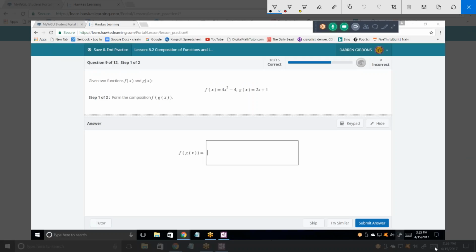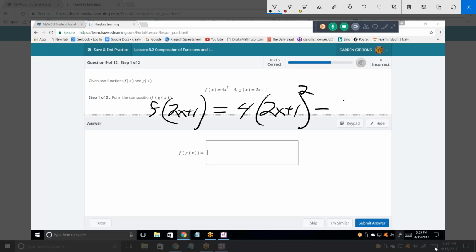So it's that parentheses 2x plus 1. Very good. And that equals 4 parentheses 2x plus 1 in parentheses squared. Perfect. Minus 4. Okay. Now let's expand that. This is why you have to do multiplication, right? You can square it. In other words, we do have to do the squaring first. There's an order of operations.